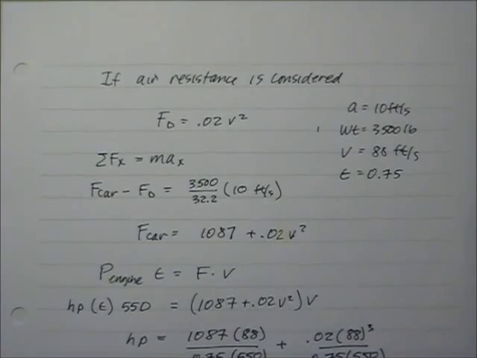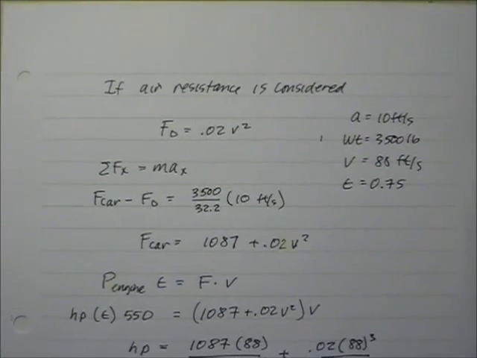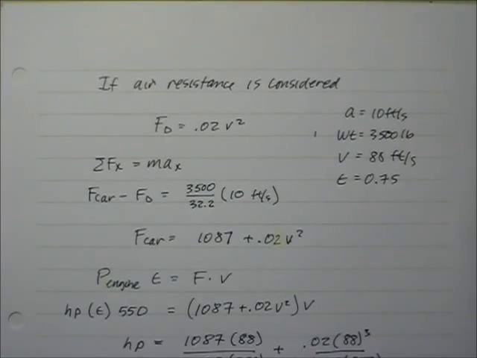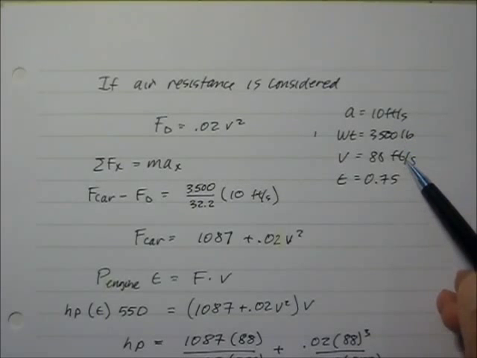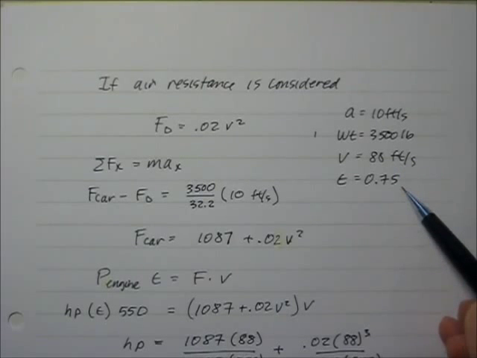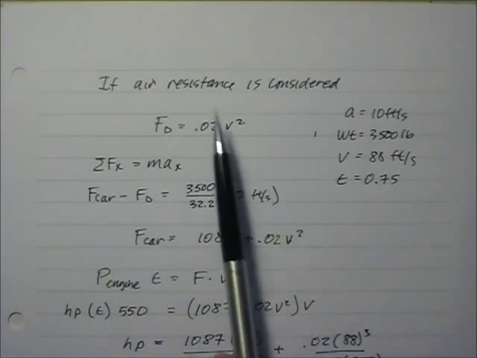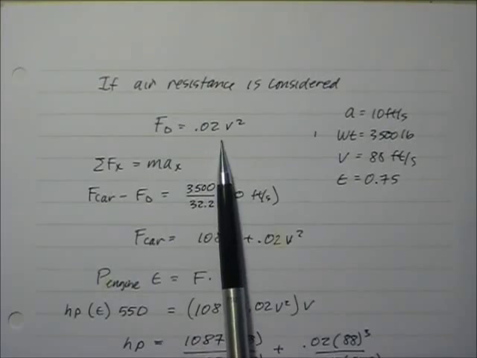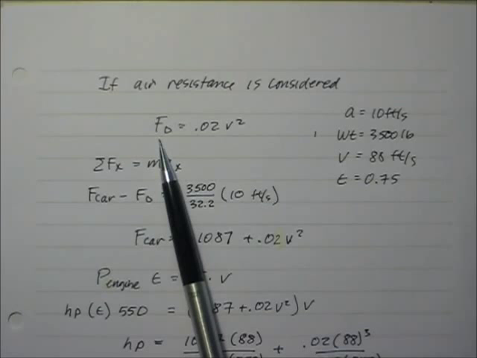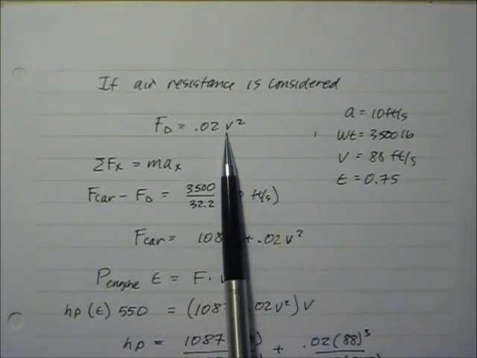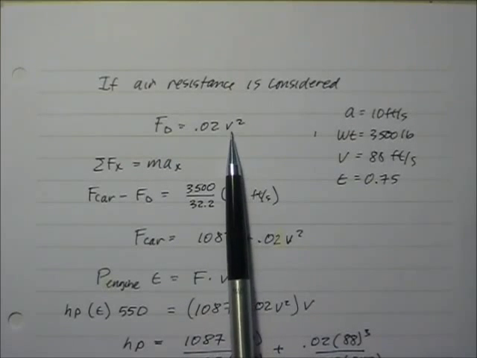All right, so if air resistance is considered, then it does become a little more complicated. So let's say that the same car, here are my specs on the car. I'm going to accelerate at 10 feet per second squared on a flat surface. I weigh 3,500 pounds. I'm going to evaluate it at 88 feet per second or 60 miles per hour. I have a mechanical efficiency of 0.75. What I have is air resistance considered here as a drag force equal to 0.02 times v squared. If you recall, drag in air and most fluids is some constant times the velocity squared.